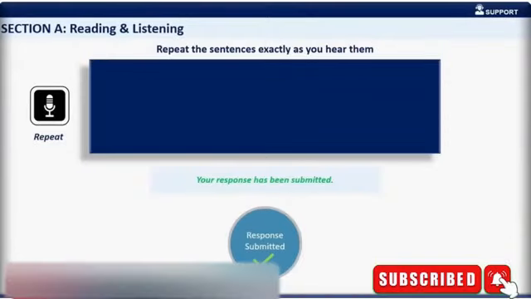Okay, the answer for this question is: the sun was setting behind the mountains, which created a golden glow over the valley while the birds returned to their nest. Let's move on to the next audio.